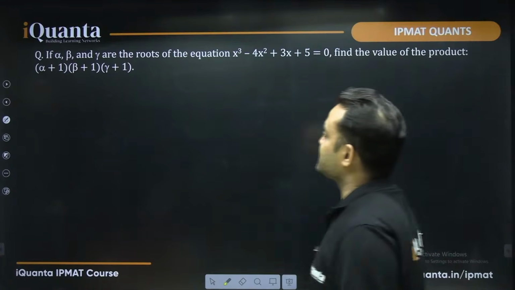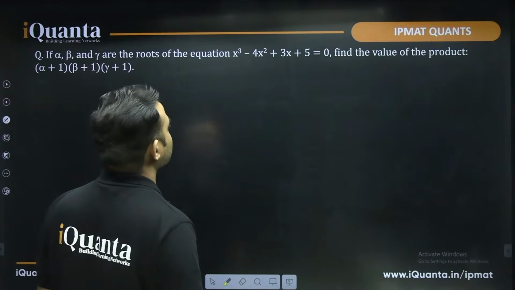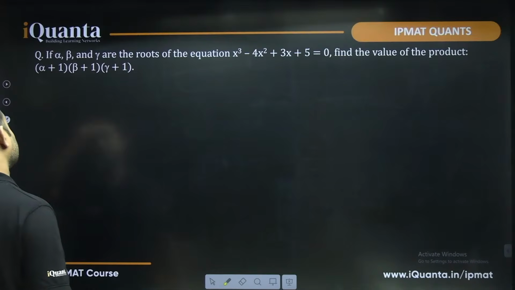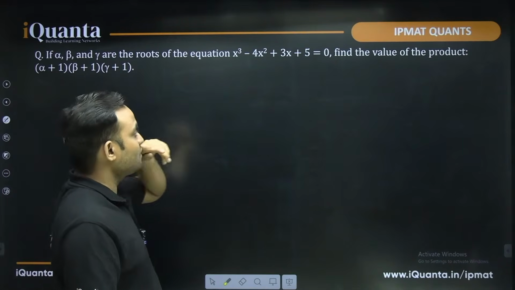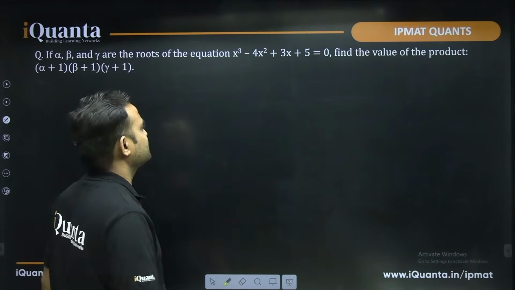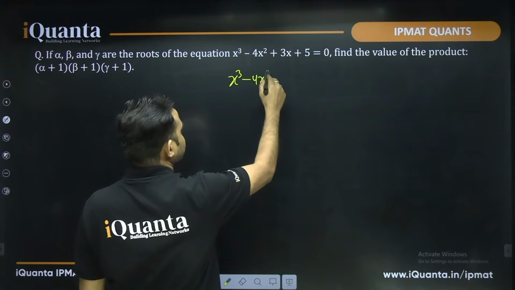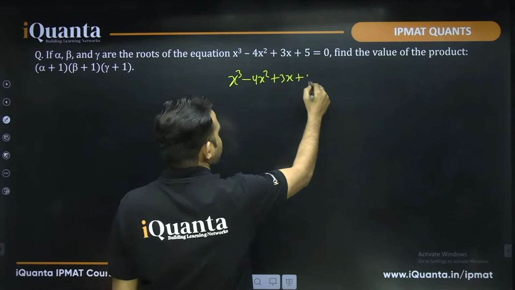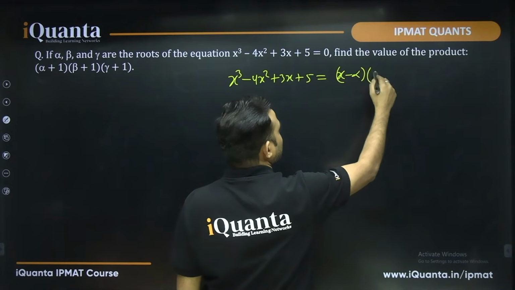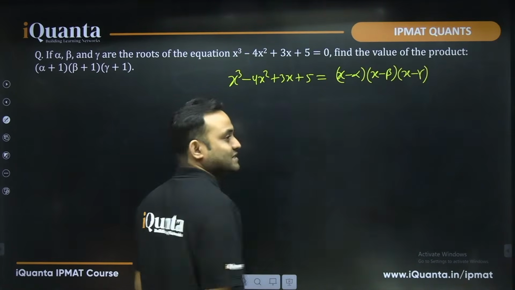Okay, lots of answers. If alpha, beta and gamma are the roots of the equation x cube minus 4x square plus 3x plus 5 is equal to 0, find the value of the product alpha plus 1, beta plus 1, gamma plus 1. Usually we think that we need to find the roots here, but that is not necessary. See, if alpha, beta and gamma are the roots of this, then this can be written as x minus alpha, x minus beta, x minus gamma, right? If these are the roots.